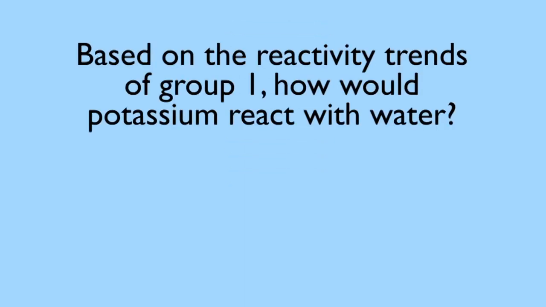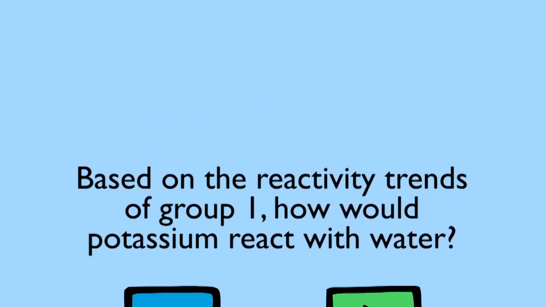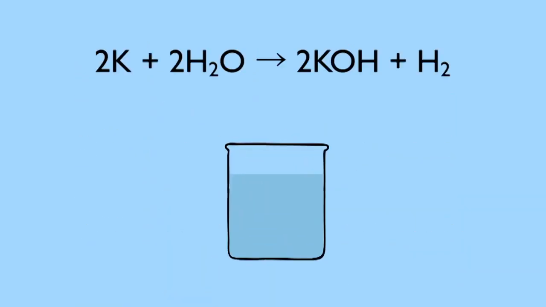If you know the reactivity trend of this group, consider what happens when you react potassium metal with water. Pause the video and consider, then resume. Well, the chemical equation looks nearly the same, but the reaction is much more violent because potassium is more reactive and enough heat is given out to ignite the hydrogen gas, and this then ignites the metal itself.